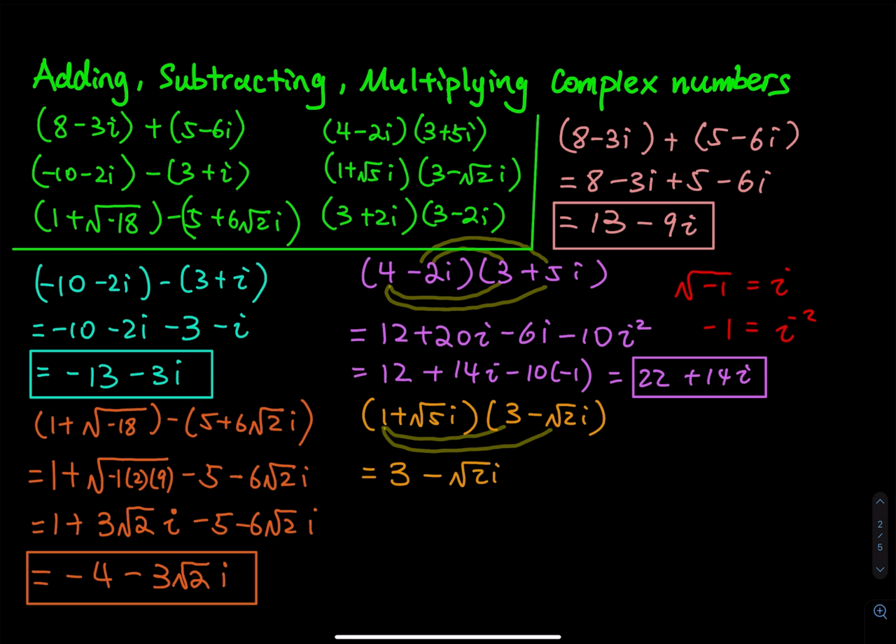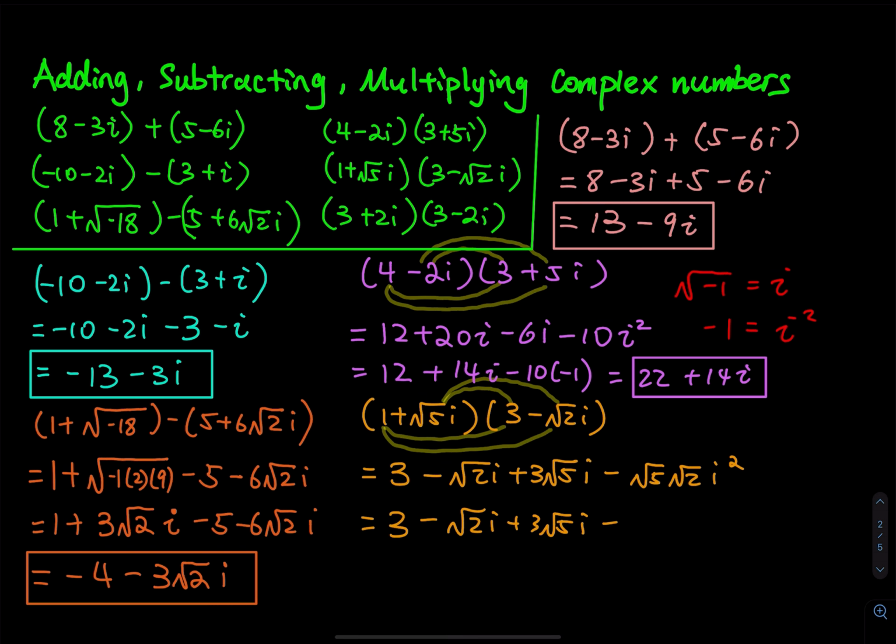Okay. Root 5 times that, and then root 5 times that. So you have plus 3 times root 5i, and then root 5 times root 2. So plus times minus, you get a minus. Root 5, root 2, and then you have an i squared. Okay, what's next? 3 minus 2 minus 2 minus 5i. I don't think that one can be simplified, so just leave that as it is.